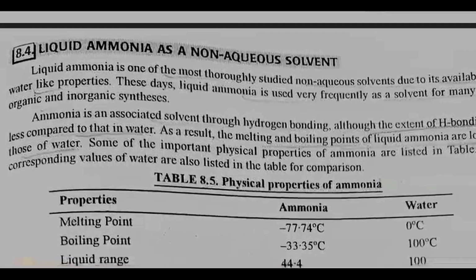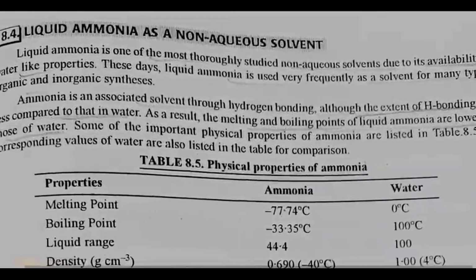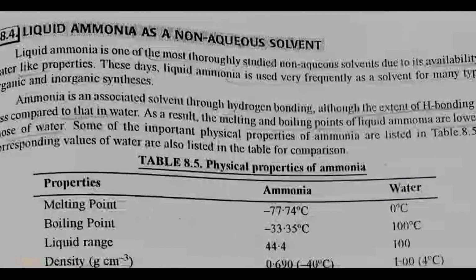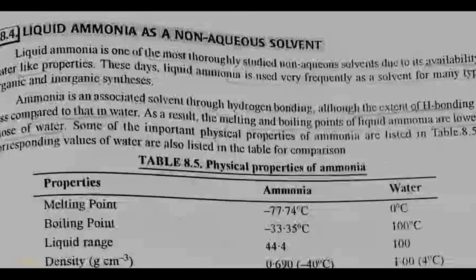8.4 Liquid ammonia as a non-aqueous solvent. Liquid ammonia is one of the most thoroughly studied non-aqueous solvents due to its water-like properties. These days, liquid ammonia is used very frequently as a solvent for many types of organic and inorganic synthesis. Ammonia is an associated solvent through hydrogen bonding, although the extent of hydrogen bonding is far less compared to that in water. As a result, the melting and boiling points of liquid ammonia are lower than those of water.